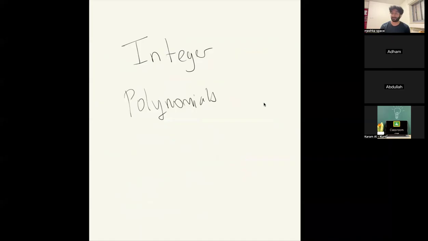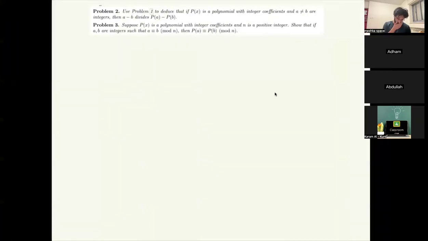Yeah, so now I want to talk about today's topic, which is integer polynomials. Yes, polynomials with integer coefficients. So the first thing I want to talk about is these two problems here. These are both about polynomials with integer coefficients. So what is problem 1 saying? Or problem 2 here, it says that both of them are okay.